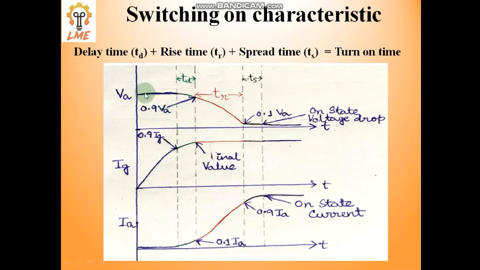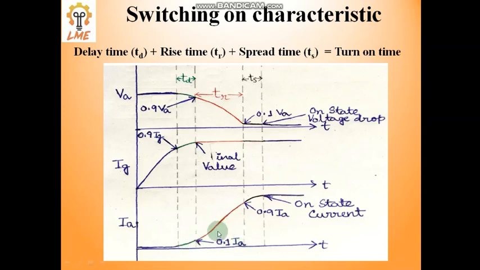In case of gate current, in this time it obviously increases, because the gate current increases, that is why the switch goes from off state to on state. So in this time the gate current reaches 0.9 of its final value. This is the final value of gate current. Suppose this is the 100, so this is the 90. So gate current going from 90 to 100 is also known as delay time.